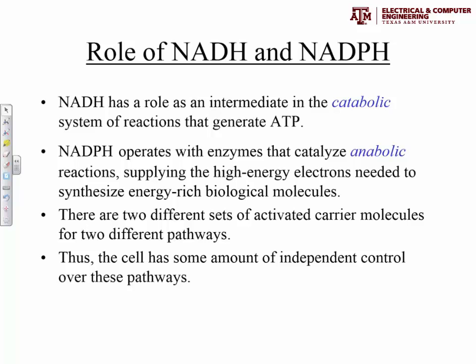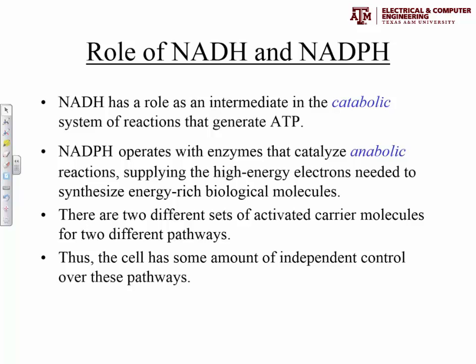Yes, sir. Here both NADH and NADPH are activated carrier molecules. Activated carrier molecules means something that is kind of charged up and can be used to move energy freely in the cell. It may carry high energy electrons, or it may provide energy like ATP.